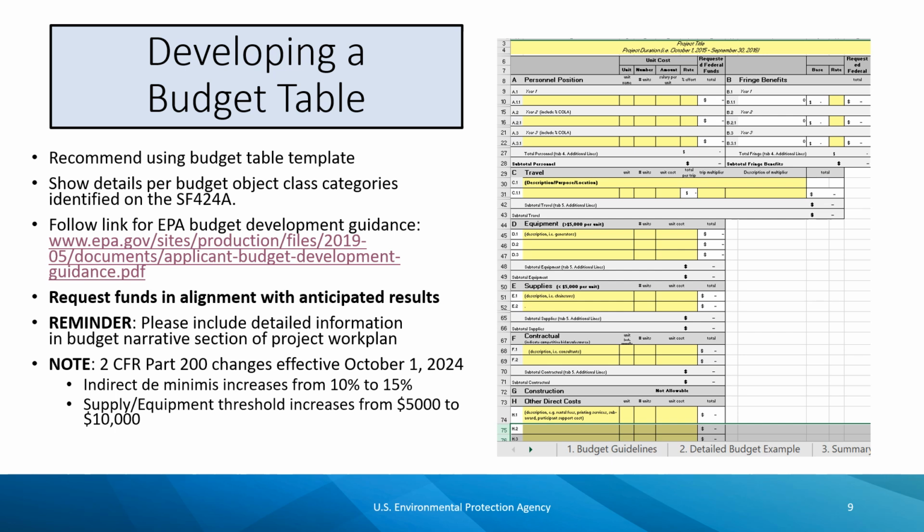As a reminder, October 1st, 2024, changes at 2 CFR 200 are effective. Of note, the threshold between an item being a supply versus equipment increases from $5,000 to $10,000, and the de minimis indirect rate increases from 10% to 15%.